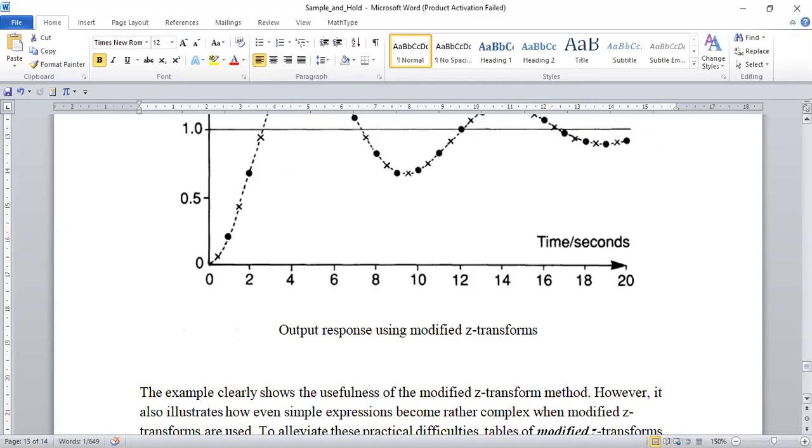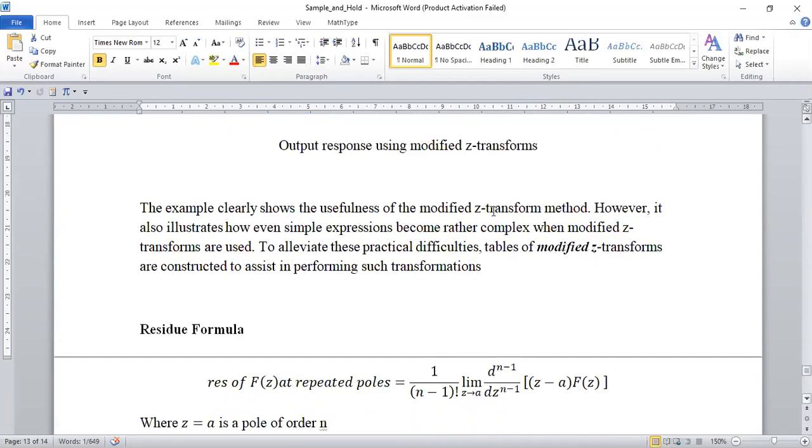Okay. So you can see the usefulness of the modified Z transform. But as we saw, it's very complex, and because of the complexity, most textbooks have modified Z transform tables that help in converting from the normal Z transform to the modified Z transform.